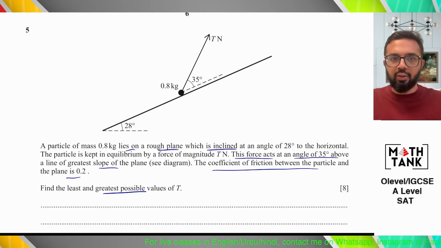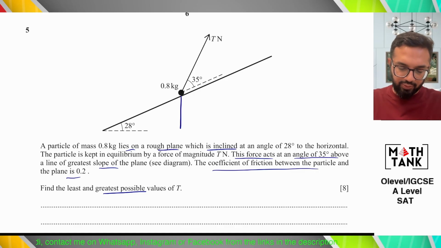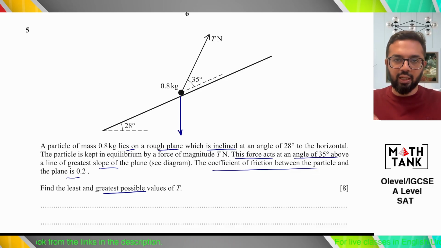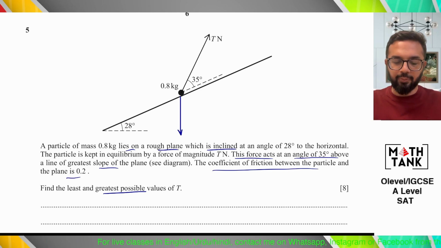So the idea of least and greatest possible values is simply that you decide what direction friction is pointing to. Okay, I'm going to first solve the rest of the forces and then draw the friction for you. The friction could be facing either side, whether the particle is on the point of moving up the plane. So friction is going to point down, and when it's about to move down the plane, the friction is going to point up.